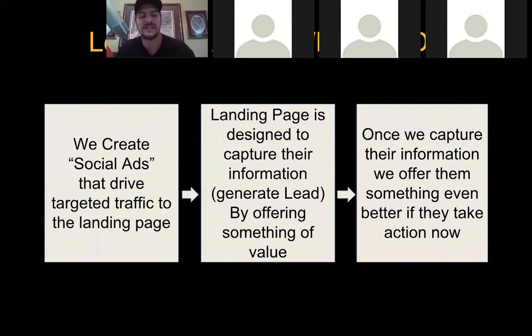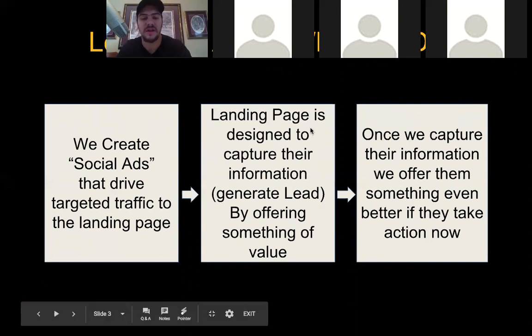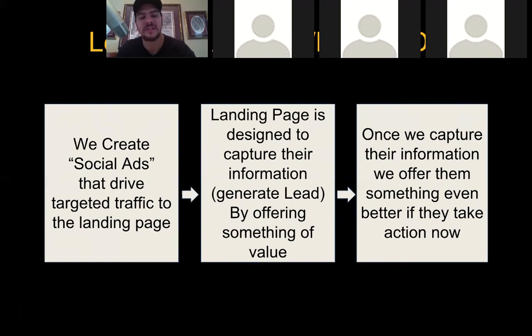All right. So we create these things called social ads. These ads are the things you'll see on Facebook, like a sponsored Facebook post, a sponsored Instagram post, a sponsored post on YouTube or Google, like that 5-second video you see on YouTube before whatever video you searched for. So we create those ads that drive this targeted traffic over to this thing called a landing page. A landing page is designed to capture their information, to generate them as a lead by offering something of value in exchange for their information. Once we capture their information, we offer them something even better to take action right now.